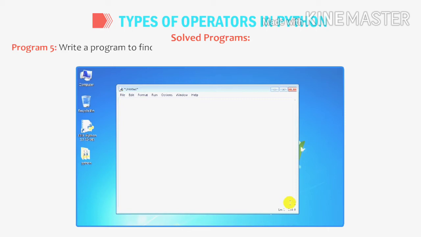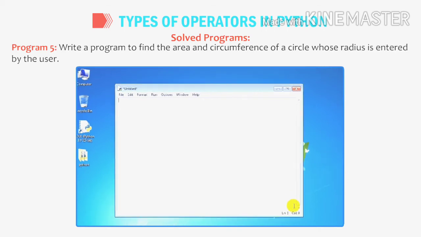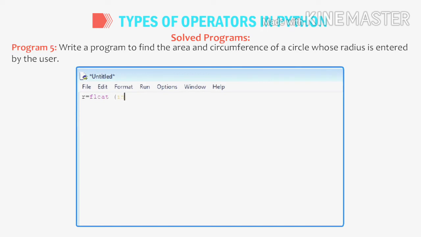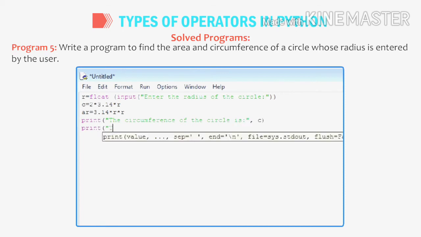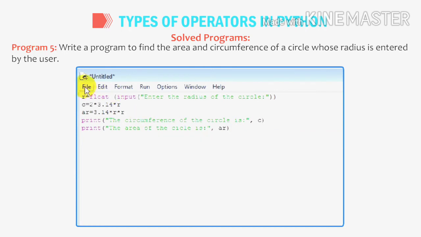Now this task is for you. Write a program to find the area and circumference of a circle whose radius is entered by the user. Clear? Whenever the user gives a value, you have to use the input function. Clear? Float input: enter the radius of the circle. See, circumference is 2 into 3.14 into r, and area is equal to 3.14 into r into r.